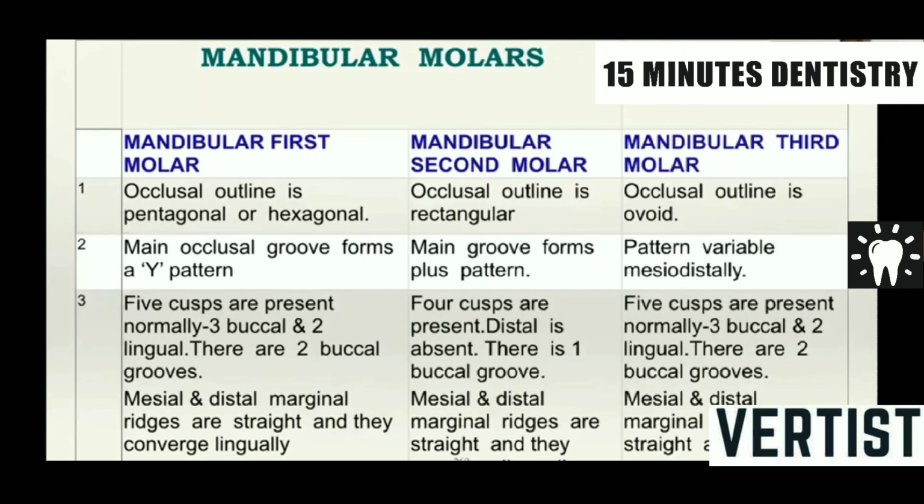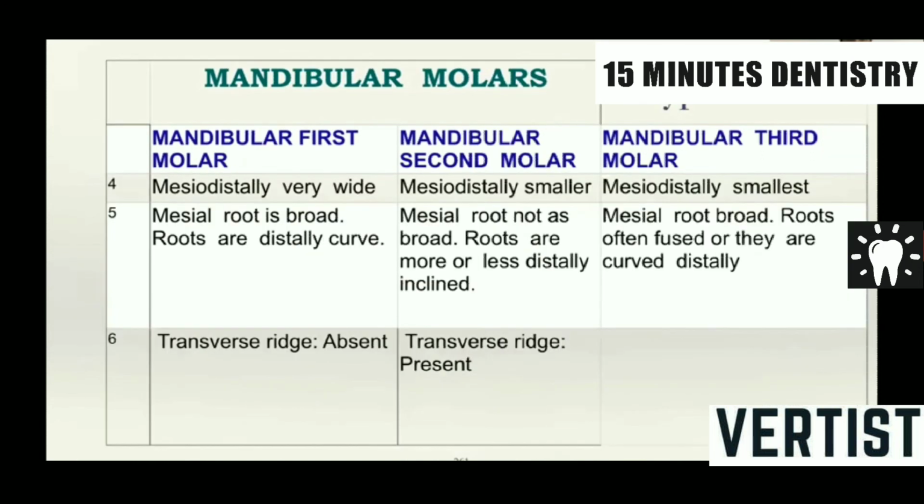In the same way, even the mandibular molars have some differences. That is, the mandibular first molar has a hexagonal outline, the second molar is rectangular, and the third molar is ovoid. The main occlusal groove pattern is Y-shaped in the mandibular first molar. It is a plus pattern in the mandibular second molar, and the pattern is variable in the third molar. The mandibular first molar has 5 cusps, 3 buccal and 2 lingual, with 2 buccal grooves, whereas the mandibular second molar has 4 cusps, and 5 or 4 cusps are present in the mandibular third molar.